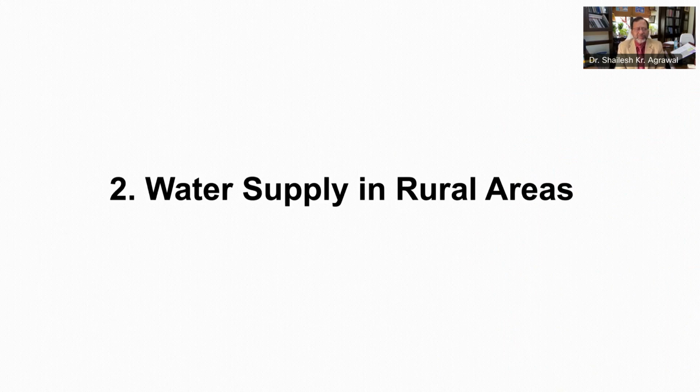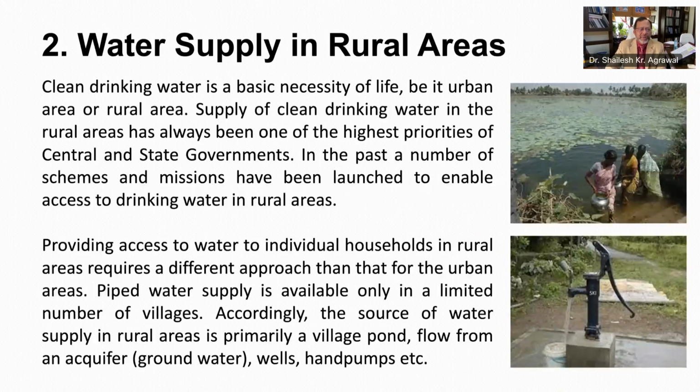Now let's discuss water supply in a rural area. Supply of clean drinking water in the rural area has always been one of the highest priorities of central government and state governments. In the past, a number of schemes and missions have been launched to enable access to drinking water in rural areas. Providing access to water to individual households in rural areas requires a different approach than that of urban areas.